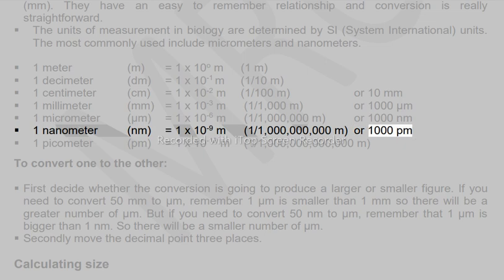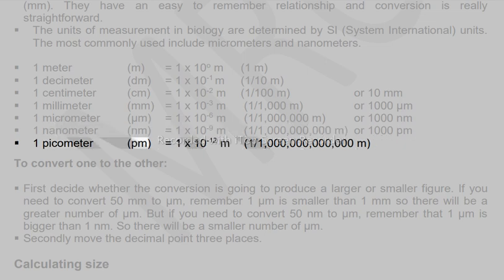1 nanometer, nm, equals 1 × 10^-9 m, 1/1,000,000,000 m, or 1000 picometers. 1 picometer, pm, equals 1 × 10^-12 m, 1/1,000,000,000,000 m.